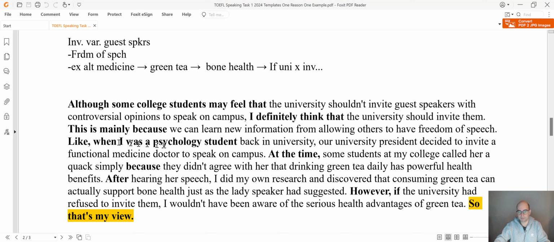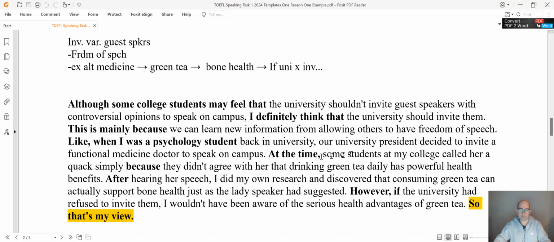Like when I was a psychology student back in university, our university president decided to invite a functional medicine doctor to speak on campus. And guys, if you have 2 adjectives, 3 adjectives before a noun, always stress that first adjective, okay? At the time, try to use time phrases if you can. It'll make it easier to explain your details.